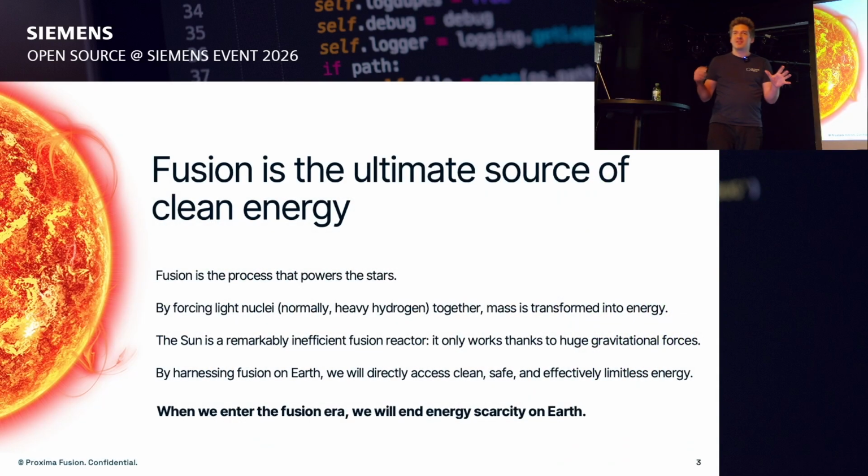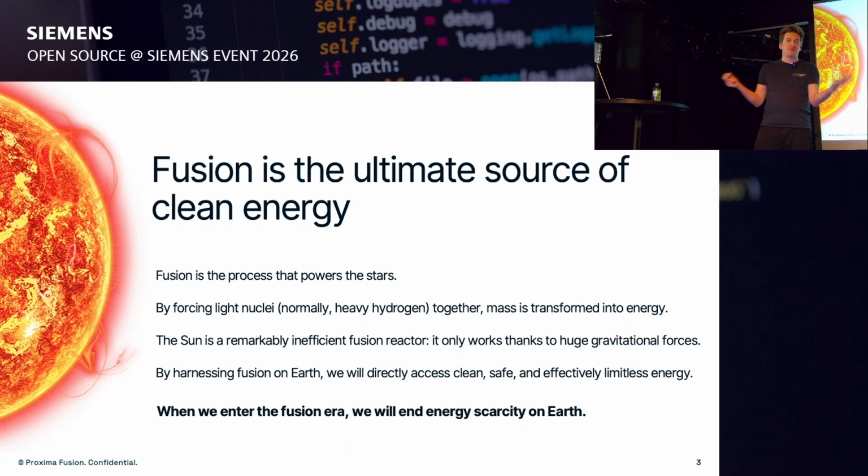The big thing that we want to do is we want to build a fusion reactor because fusion is the ultimate source of clean energy. It's a process that powers the stars by forcing light nuclei, so the cores of atoms together. Their mass difference from the resulting products is converted according to E equals mc squared, a formula that some of you might know, into energy.